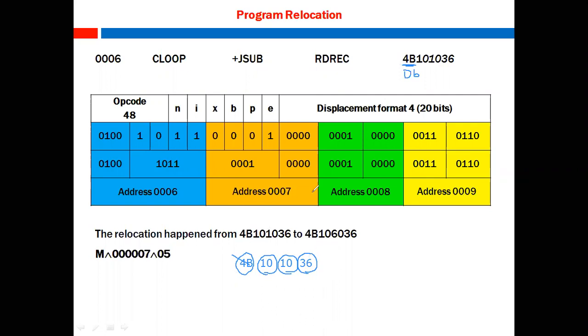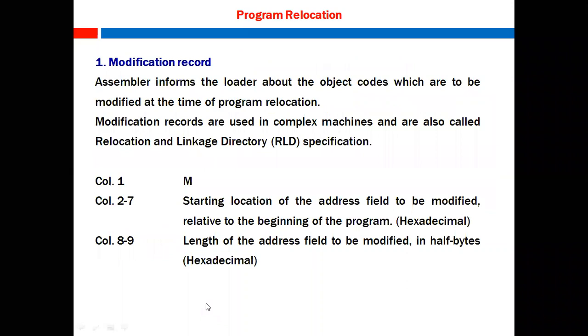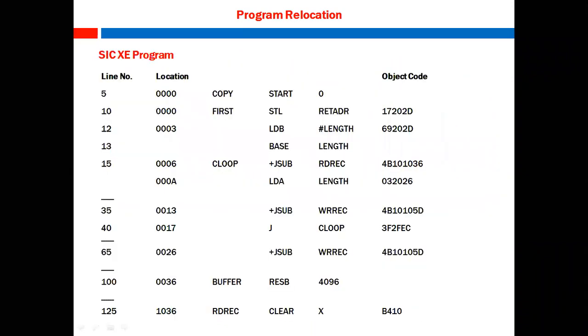Okay, so this is how the memory will be allocated for the object code. Now I'll just go back and show you how it is being possible here. So here we saw this, right? So jump subroutine 4B101036. So what is the next memory location? A. We calculated it as length 4, no?